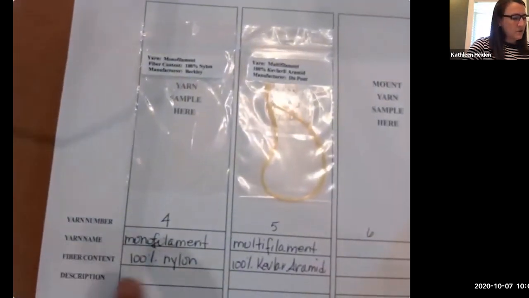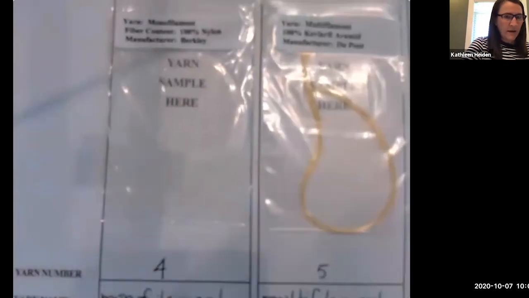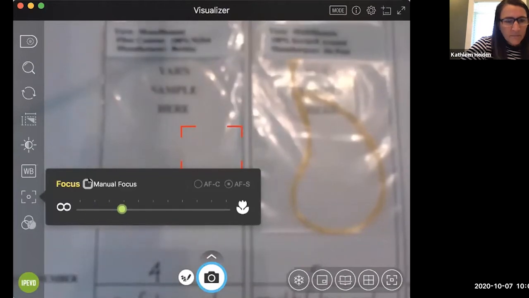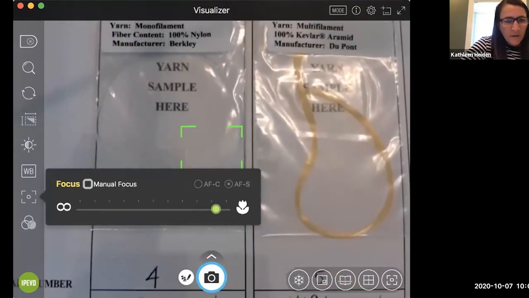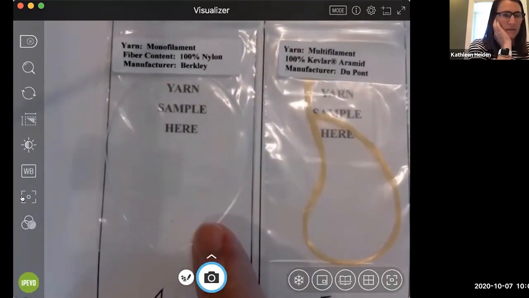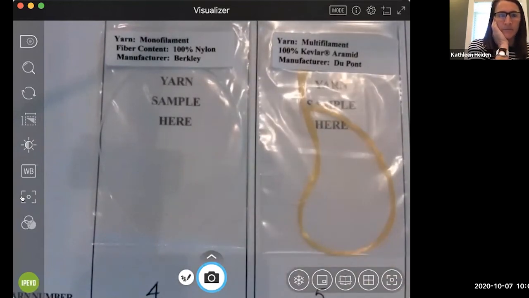Okay, so let's look at just some basic yarns that we talked about last time in our group. So if you turn to number 4 and 5, okay, and find the yarns that look like this. So you have one that's clear, and it says monofilament 100% nylon, and you have one that's yellow, that says multifilament 100% Kevlar aramid.